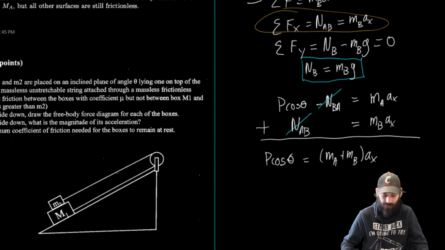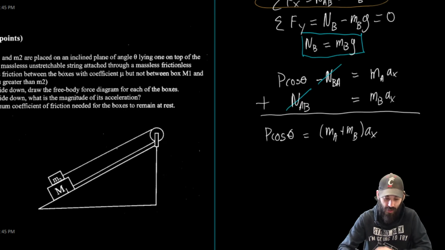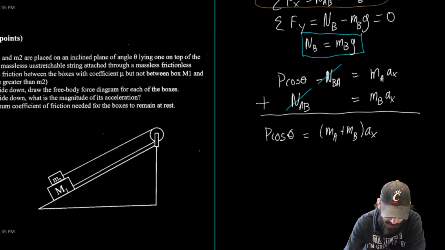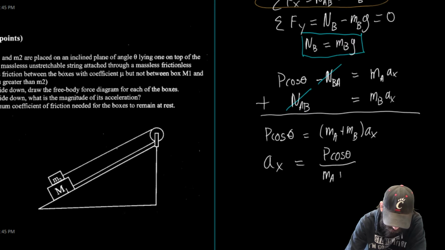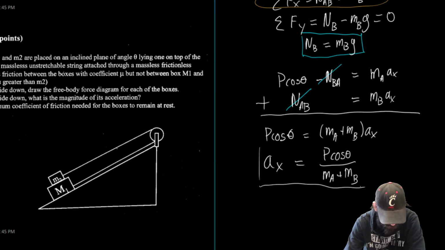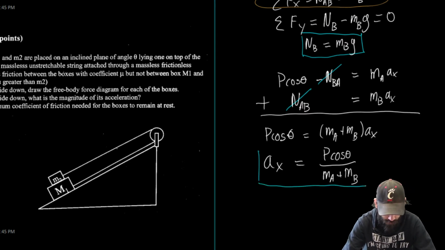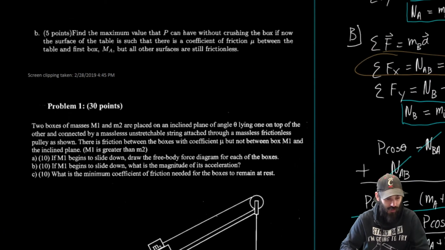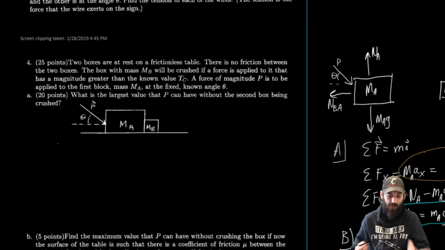So now what we can do is we can find what the acceleration of the system is going to be by just moving this m_A plus m_B to the other side. And so the acceleration of the system is going to be P cosine of theta divided by m_A plus m_B. Okay, so that is the acceleration of the system. It's always a good thing to be able to find. But that's not actually what we're interested in. What we're interested in is the maximum value that P can have without the second box being crushed.